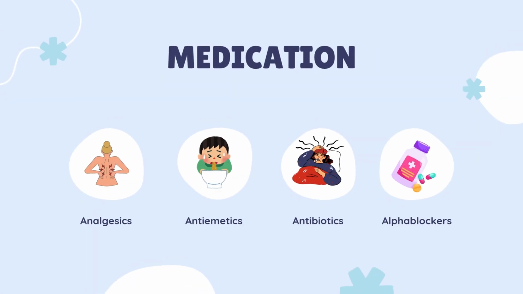The medication used in the treatment of renal calculi include analgesics, which simply reduce the pain that is caused by the blockage of urine. Antiemetics, these prevent nausea and vomiting. Antibiotics, mostly due to the infection that is usually caused by the renal calculi. Alpha blockers are also used in the treatment of renal calculi, such as tamsulosin, alfuzosin, and doxazosin.